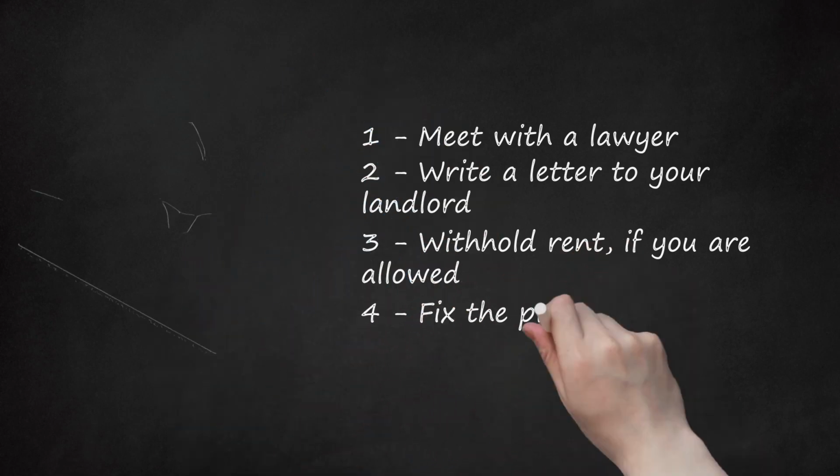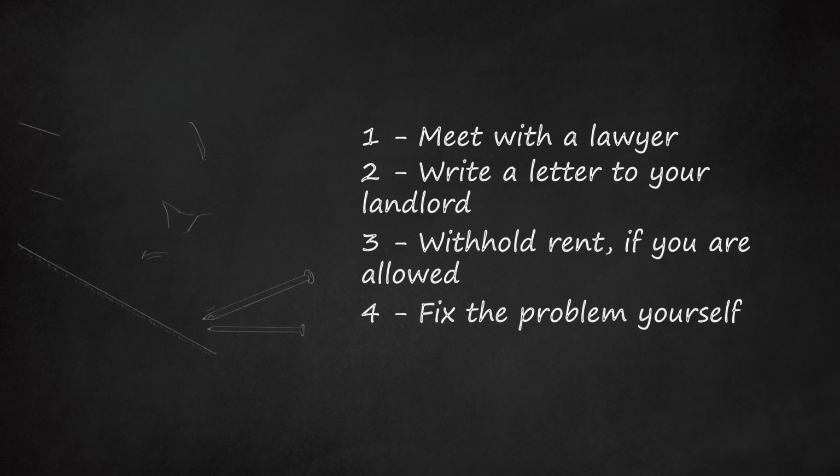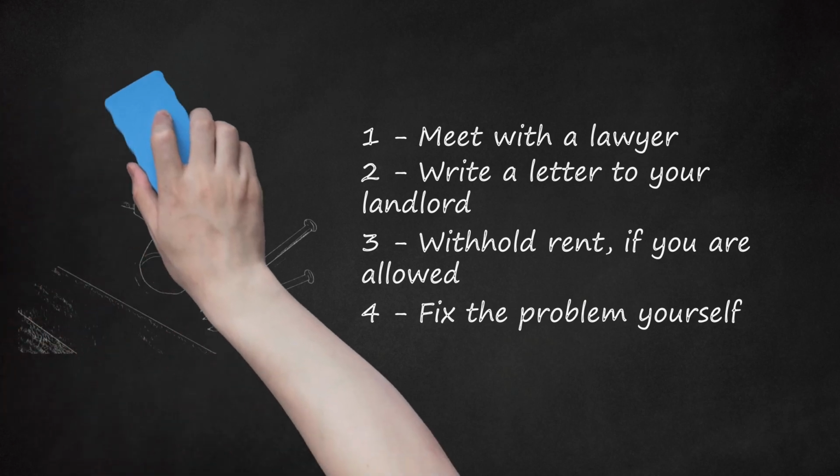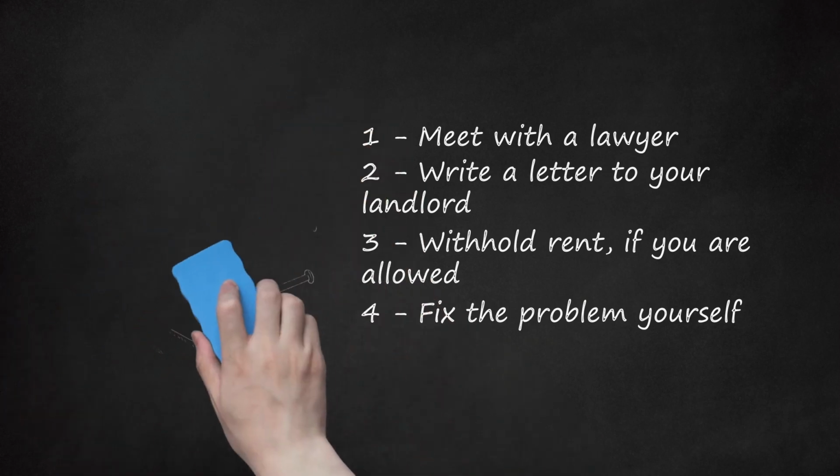4. Fix the problem yourself. In some cities, you can fix the problem yourself and then deduct the cost of repairs from your monthly rent. If this is an option for you, then hold on to all receipts for supplies and labor. You should have sent a letter giving your landlord a chance to fix the problem. In your letter, you should have estimated how much it would cost to fix the problem.